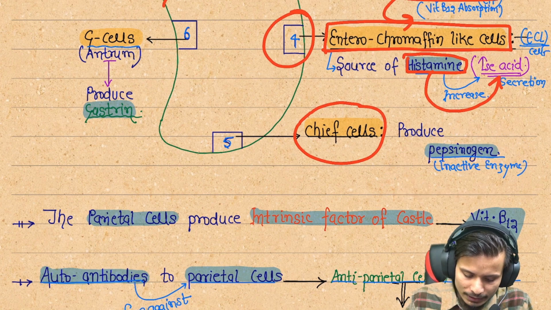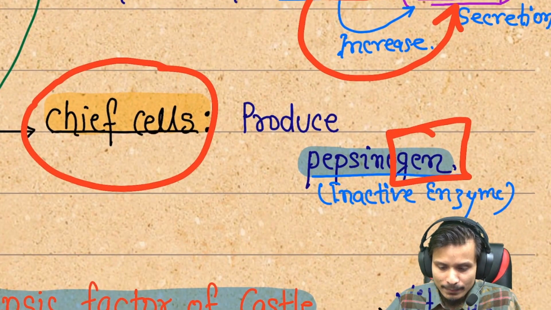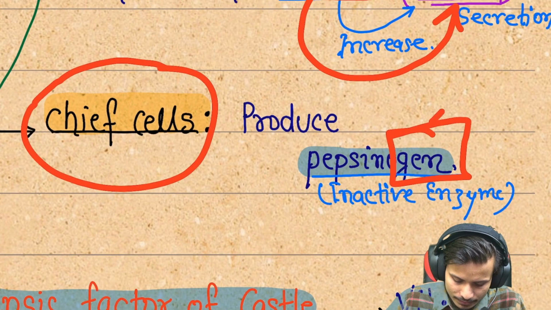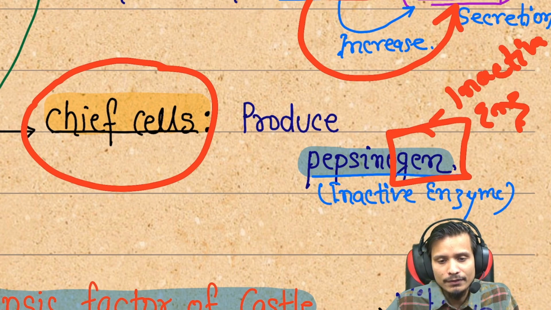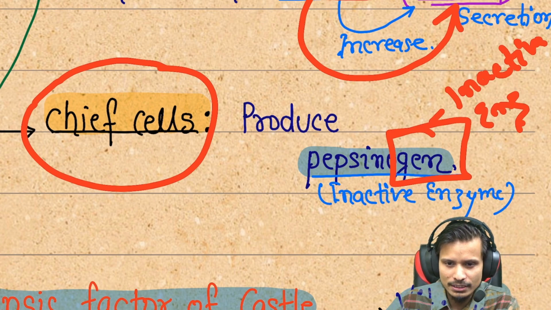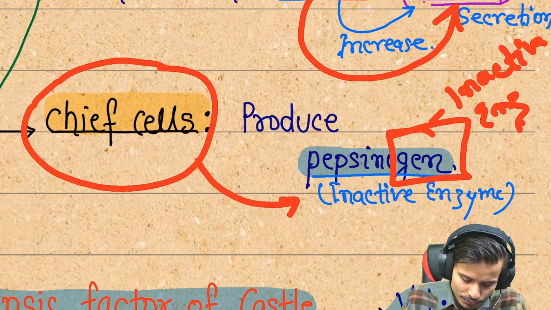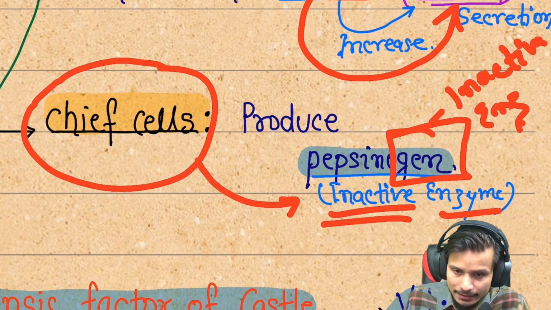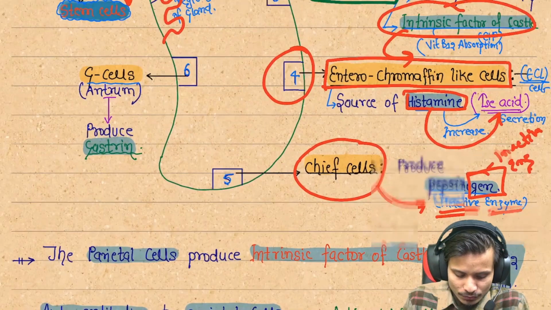If any enzyme name has "gen" at the end, it means it is inactive. Like trypsinogen, chymotrypsinogen, procarboxypeptidase, these are enzymes secreted by different glands, but leave it. Here we are going to see the chief cells, which produce pepsinogen, an inactive enzyme. This pepsinogen enzyme is secreted by the chief cell, present at the base of the gastric gland.